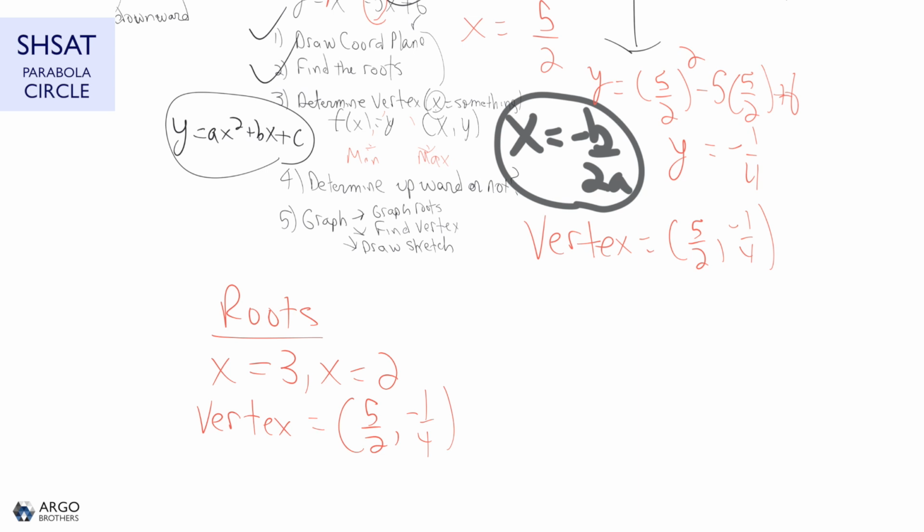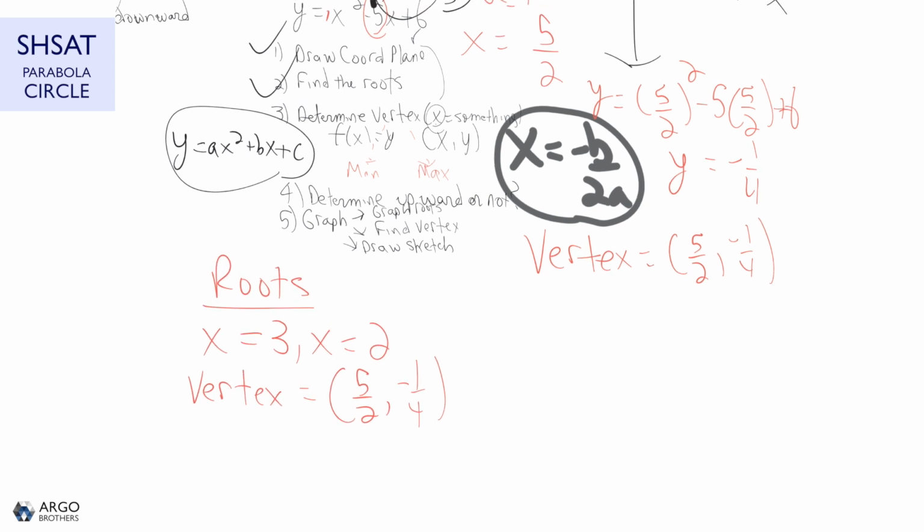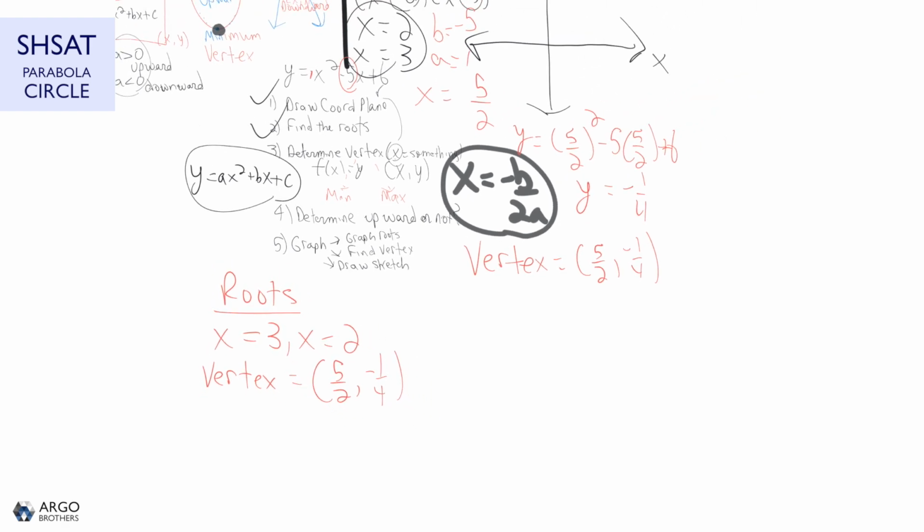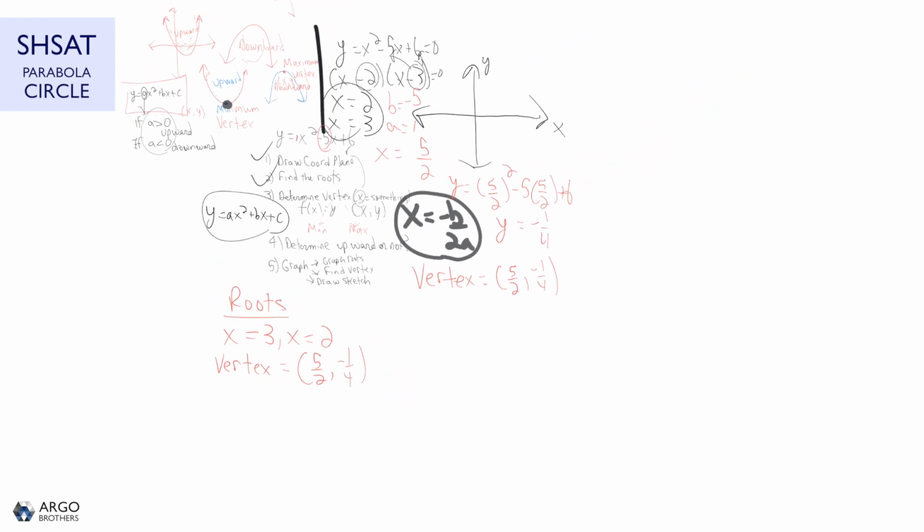And now what is the next step? The next step is to determine whether it opens upward or not. We determine that by seeing if a is greater than 0 or less than 0. Well, here a is just 1, so a is bigger than 0. So since a is greater than 0, this is an upward parabola. So we have the roots, we have the vertex, and we have the shape, which is upward. Anything else? Yes, now we need to graph.